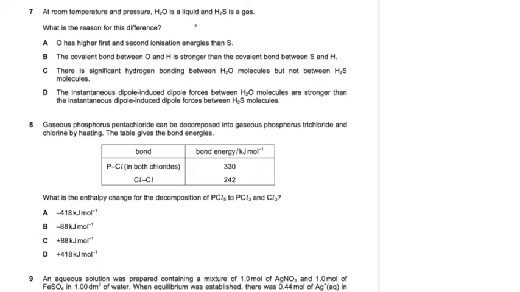So which type of intermolecular forces are present in water? In water, hydrogen bonding is present. And in hydrogen sulfide, we have dipole-dipole force as well as London force. So what is the reason for this difference? Why is water a liquid and H2S a gas? I told you that hydrogen bonding is present in water molecules but not in H2S molecules. So the answer is C.